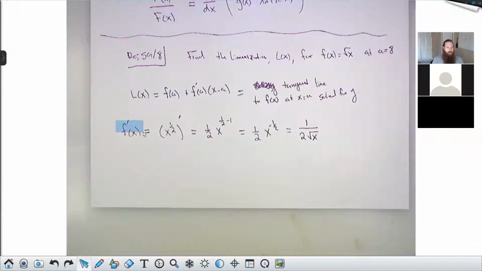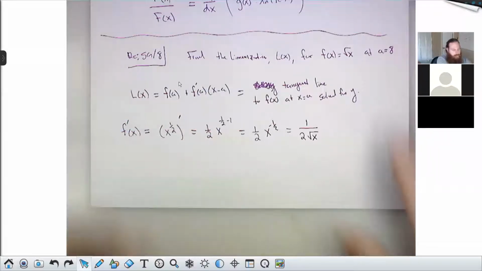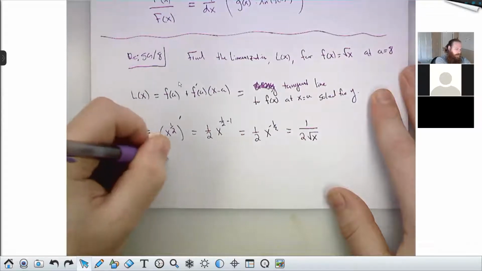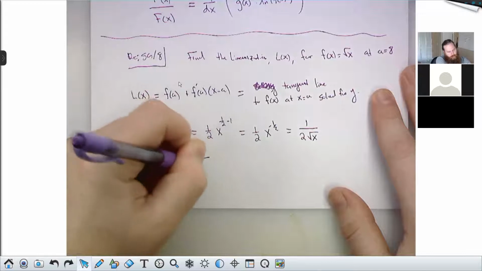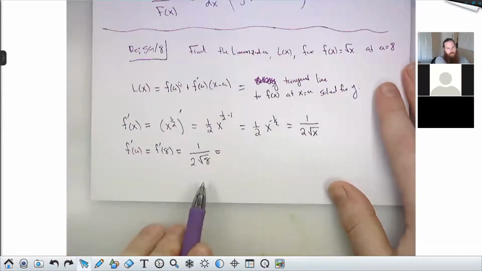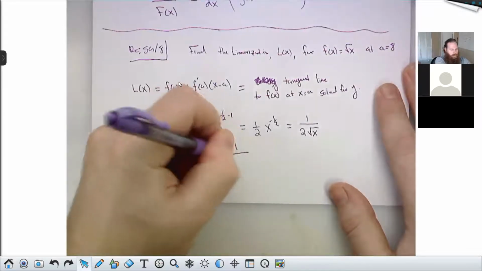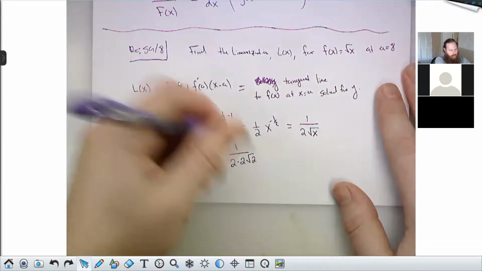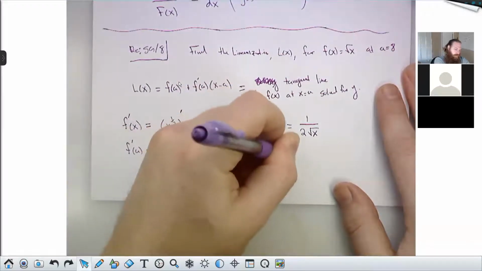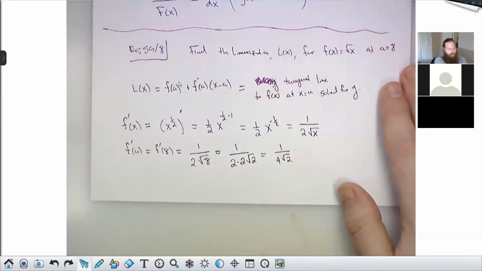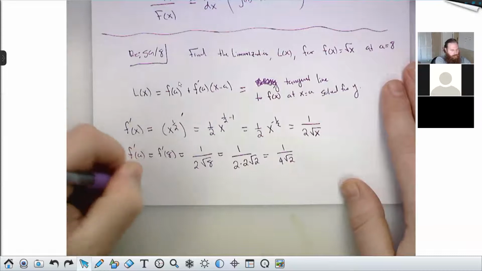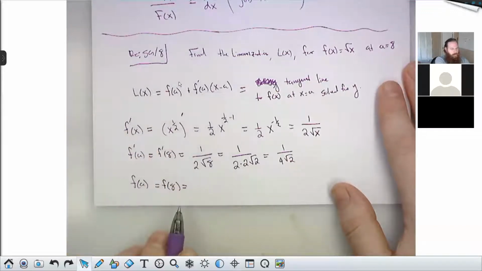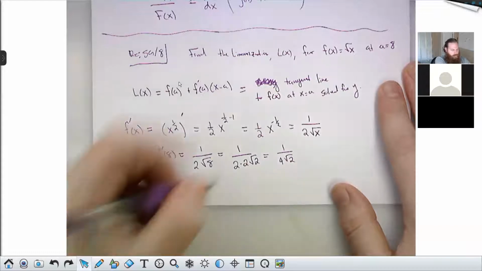So now that I have f primed, I need to figure out f primed of a. I need to figure out the slope. Well, here, a is 8. So this is f primed of 8. So this is 1 over 2 times the square root of 8. Now, 8 is 2 times 4. So the square root of 8 is 2 square roots of 2, and this is 1 over 4 square roots of 2. Also, f of a itself, the y value that I would need to put together my tangent line, is f of 8, that's the square root of 8.